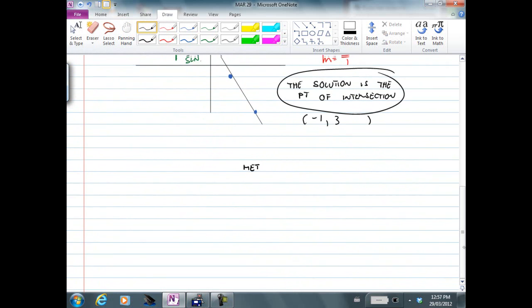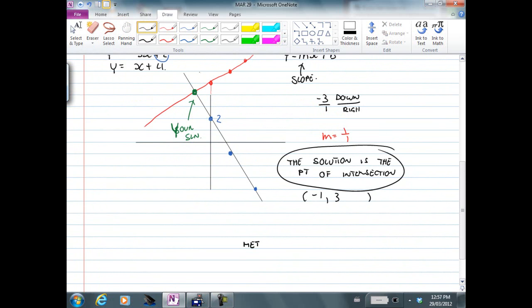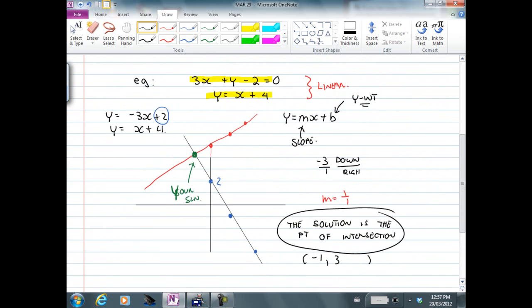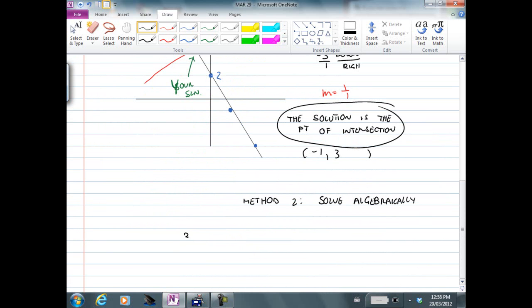On the exam, I may give you a graph like this, and I ask you what's the solution. Solution is really where do they intersect. Method 2 is something called solve algebraically. Algebraically is this. Very, very simple concept. I'm going to write my two equations side by side with each other again. So just copy your equations down.